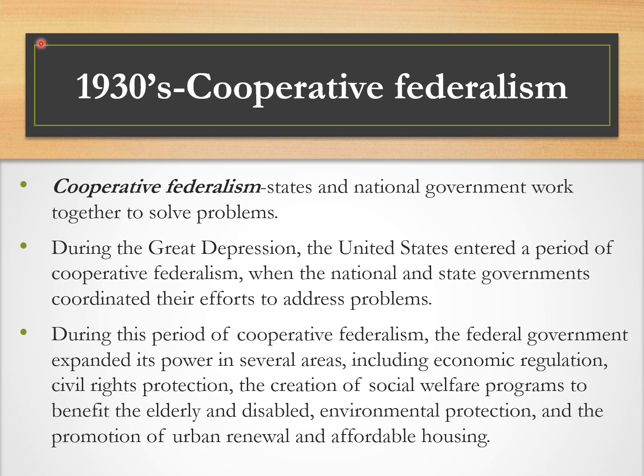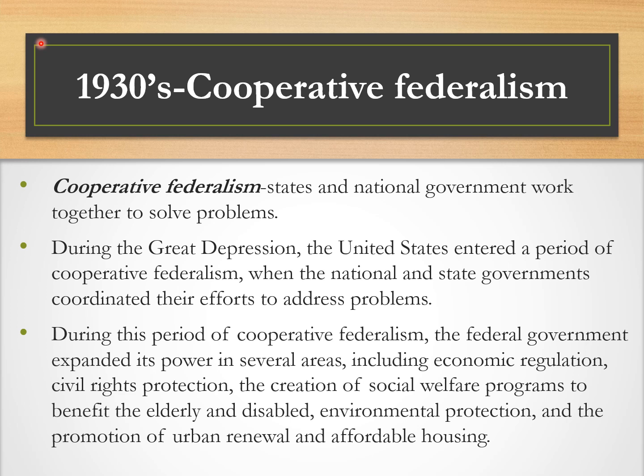During the Great Depression, the United States entered a period of cooperative federalism when the states and national governments had to coordinate efforts to address the problems that arose through the Great Depression. During this period, the federal government expanded its powers in several ways, including economic regulation and civil rights protections. So it's important to note with cooperative federalism that the Great Depression changed life as we knew it in terms of federalism.